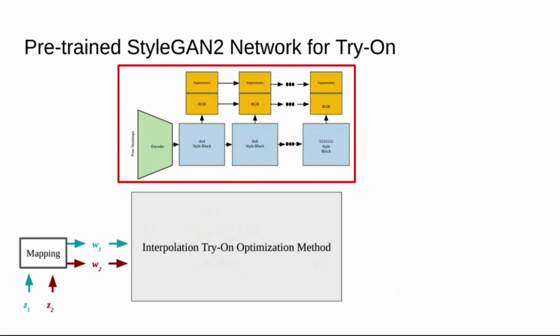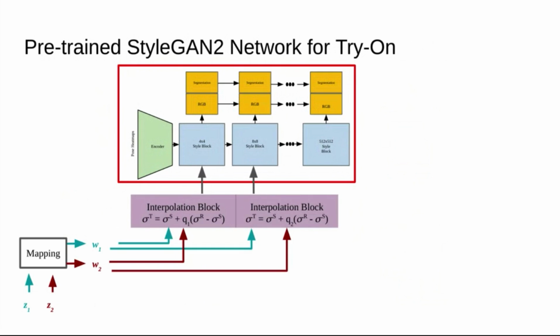The optimization method takes in 2 latent vectors corresponding to the try-on pair. The latent vectors are mapped to intermediate latent vectors W as in StyleGAN. We introduce interpolation blocks for each resolution. The interpolation blocks transform both the person and the garment intermediate latent vectors into style codes, and then interpolate between the style codes to get a unique combined style code at each resolution. These new style codes are given as input to the pre-trained conditional StyleGAN 2 network to produce a try-on image.